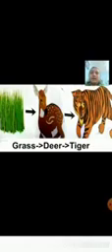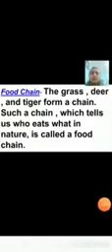Yes, this is the food chain. This is an example of a food chain. Here, the grass is eaten by a deer and then the deer is eaten by a tiger. Yes, food chain means what? The grass, deer and tiger form a chain. Such a chain which tells us who eats what in nature is called food chain.